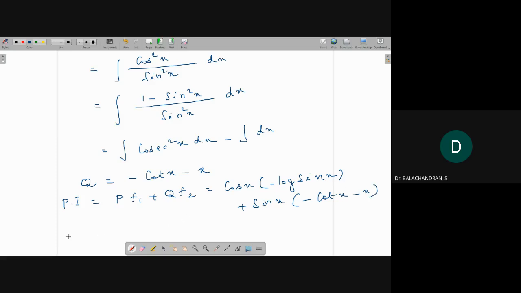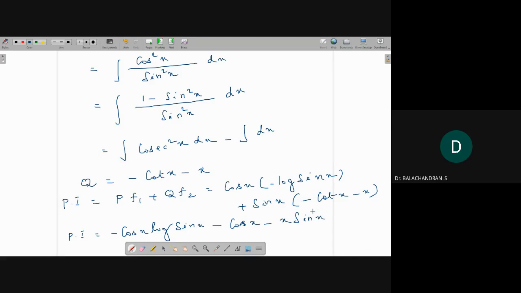So PI equal to minus cos x into log of sin x, minus, you can write cot x as cos by sin. Okay, so sin gets cancelled, so minus cos x, minus x into sin x.